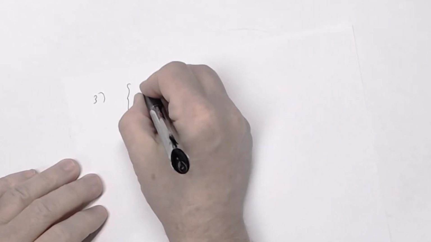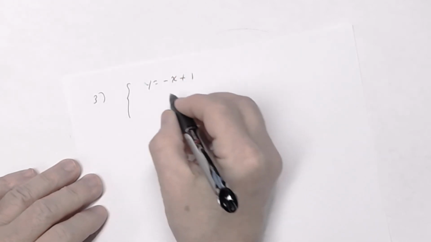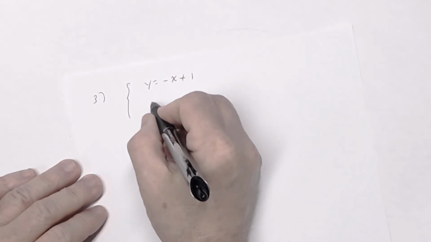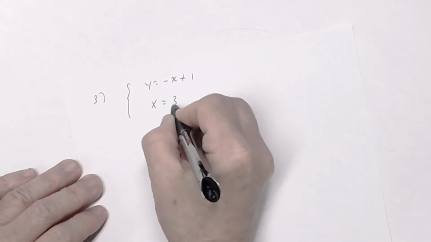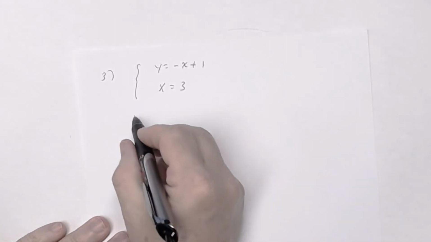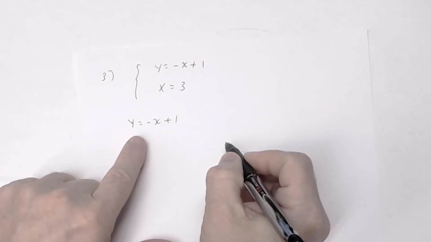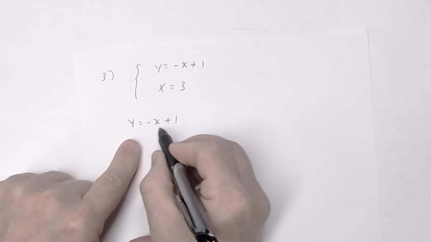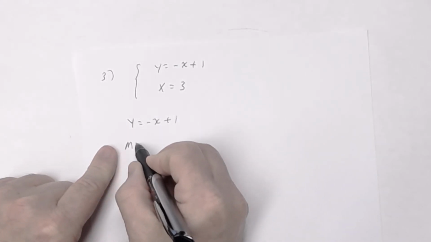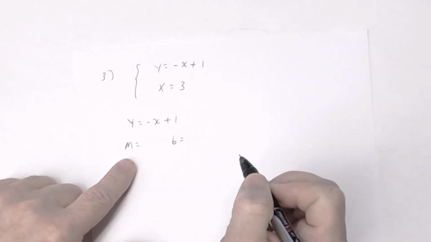So we have y equals negative x plus 1. And the other equation is x equals 3. Okay, so let's talk about that one. All right, so my first equation, y equals negative x plus 1, is in slope-intercept form. So since it's slope-intercept form, I can determine the slope and the y-intercept.